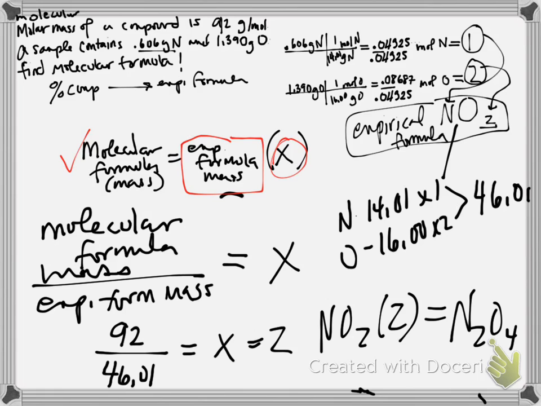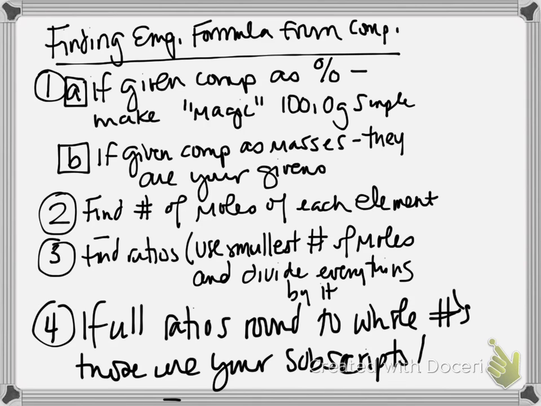And I'm going to do some sort of stepwise breakdowns here, so go ahead and try working on 39, and then we're going to revisit real quickly. Okay? Okay, I'm just going to go real quickly through this sort of stepwise process. When you're given composition information and you want to find empirical formula, step 1, if you're given comp as a percentage, make your magic 100-gram sample, turn those into masses. If you're given the comp as a mass, those are your givens. You don't have to do anything else.